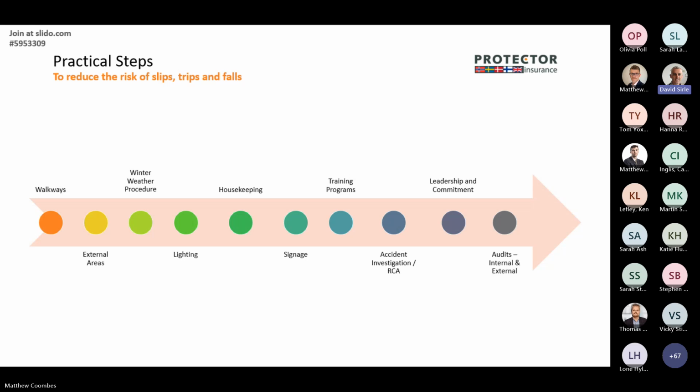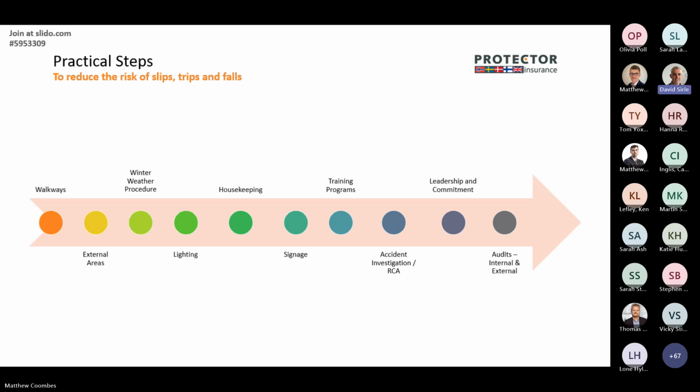For long-term success, it's important to implement ongoing training programs, so regular training ensures that employees are aware of the risks and how to avoid them. You can consider incorporating safety drills or real-life examples into your training programs to bring them to life.